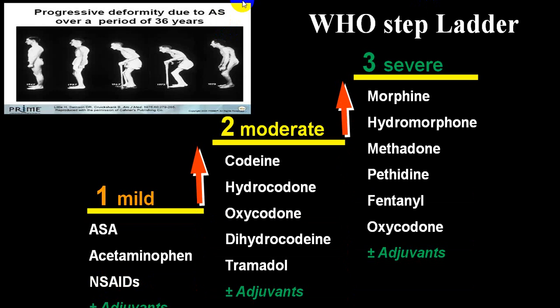First step, in mild pain: aspirin, paracetamol, NSAID, and some adjuvant therapy to reduce your pain, like local ointments, etc. In moderate pain, codeine is one of the drugs. If not relieved, then tramadol, and then you can go for adjuvant therapy. Add on adjuvant therapy.